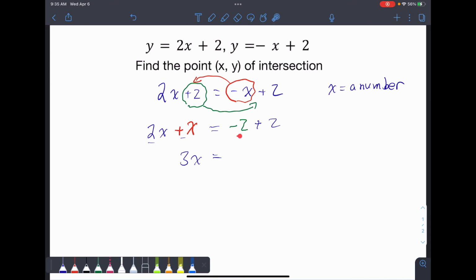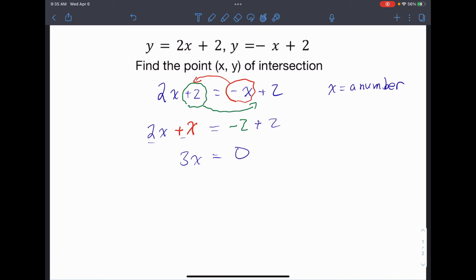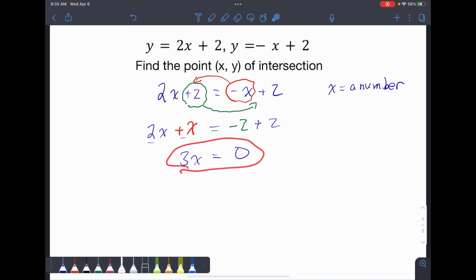It only involved this term here and this term here. So when I bring plus 2 to the other side, it becomes minus 2. Okay, so where does that leave us? Well, minus 2 plus 2 is 0. And if you look at this expression here, 3x equals 0, the only way to make 3x equals 0 is if x is equal to 0. So we found the x-coordinate of the point.